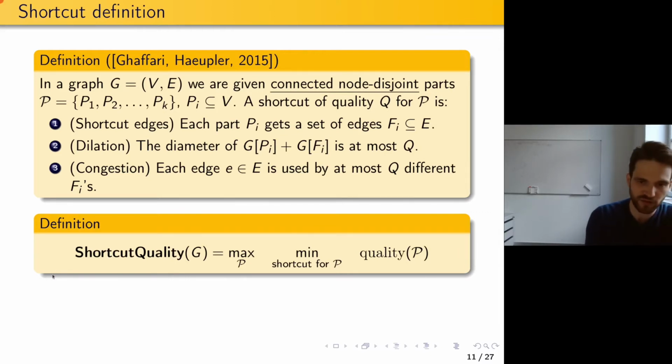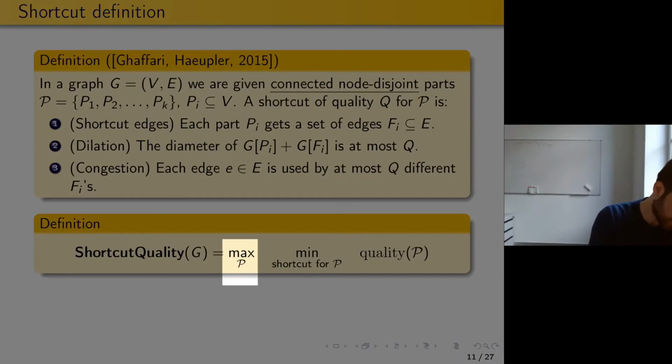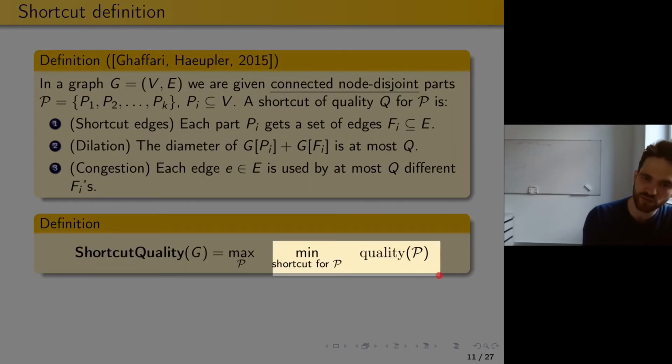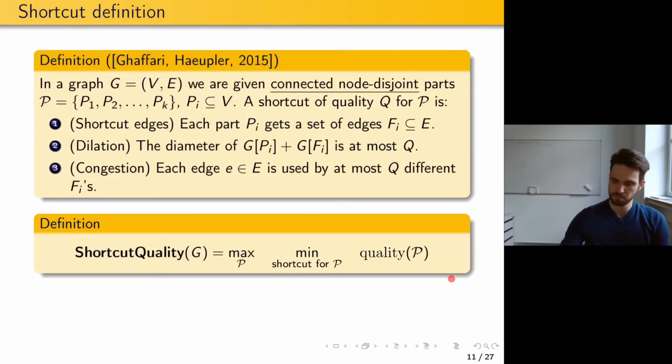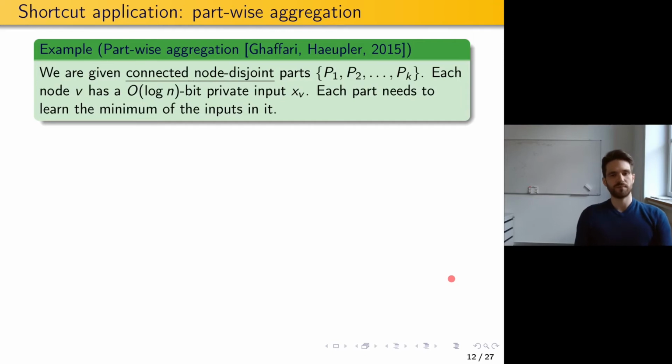So what does the definition tell us? This max just tells us to take the worst-case possible set of parts. And this says, well, for the worst-case possible set of parts, just take the best quality shortcut. All right. So now, after we have defined the shortcuts, which are a very combinatorial object, we are going to tell you what this has to do with anything in distributed algorithms.